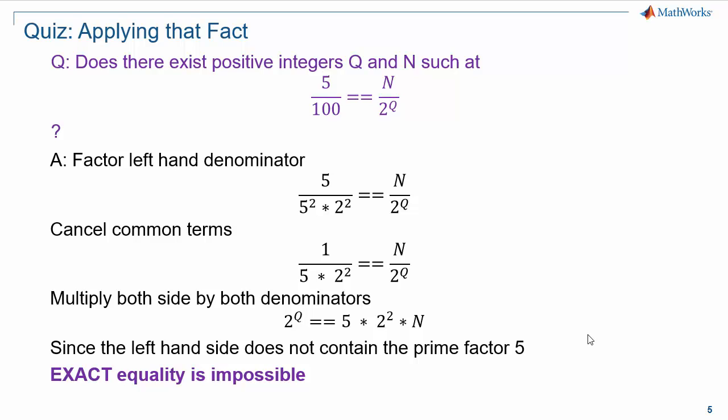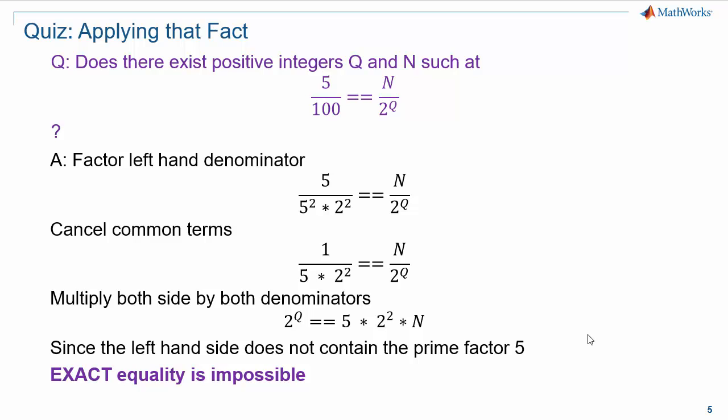Now let's apply that to this sort of mini quiz. So the question is, does there exist positive integers q and n such that 5 divided by 100 exactly equals the integer n divided by 2 to the integer exponent q? So let's take the left-hand side and take the integer in the denominator and factor that. So 100 factors into 5 squared times 2 squared. We can then cancel out the 5's to simplify the terms on the left-hand side.